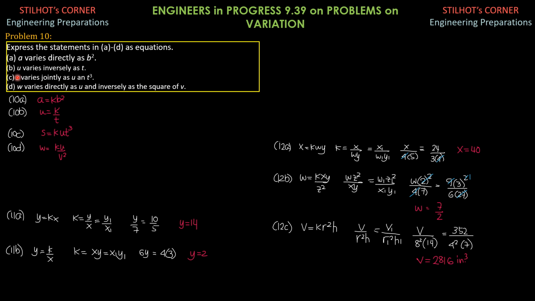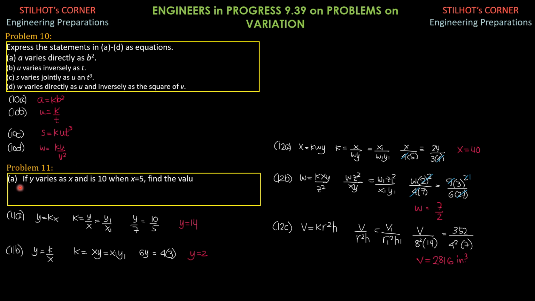S varies jointly as U and T cubed. So S is constant K times U times T cubed. Then 10D, W varies directly as U and inversely as the square of V. So W equals KU over V squared. So I hope that you understood. That's very simple.